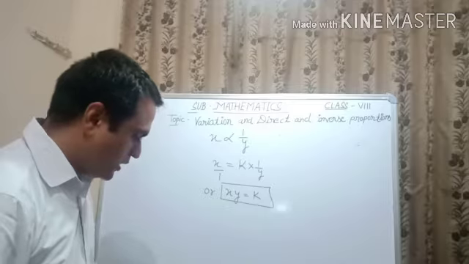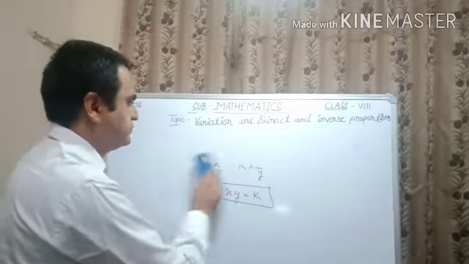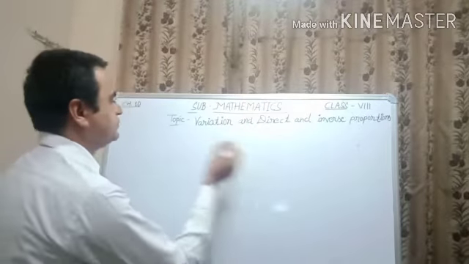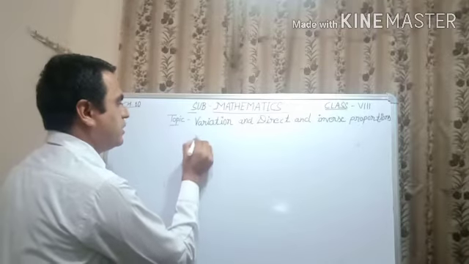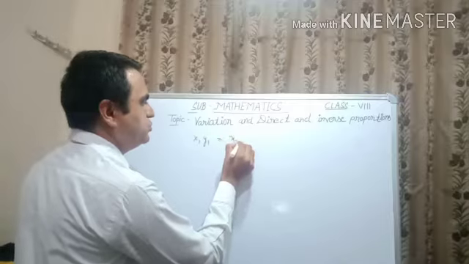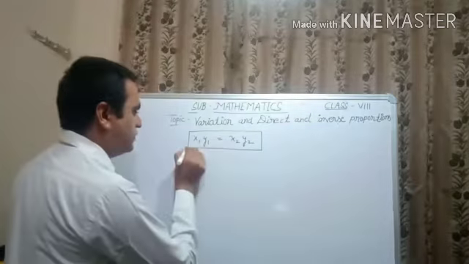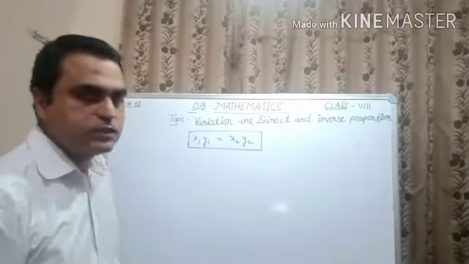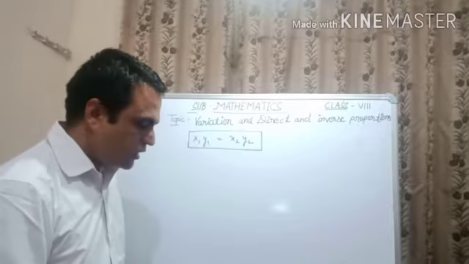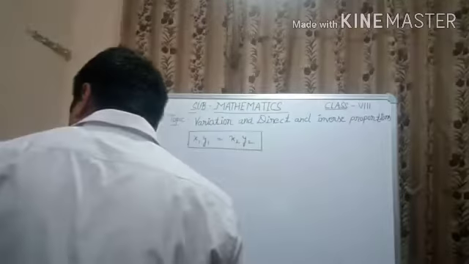Now the other formula for inverse proportion is x1 y1 equals x2 y2. This is the other formula for inverse proportion: x1 y1 equals x2 y2. Now we move towards some questions which are related to our book.